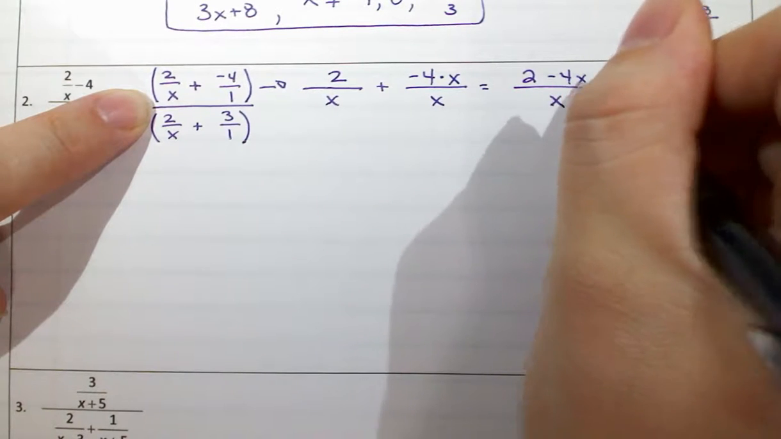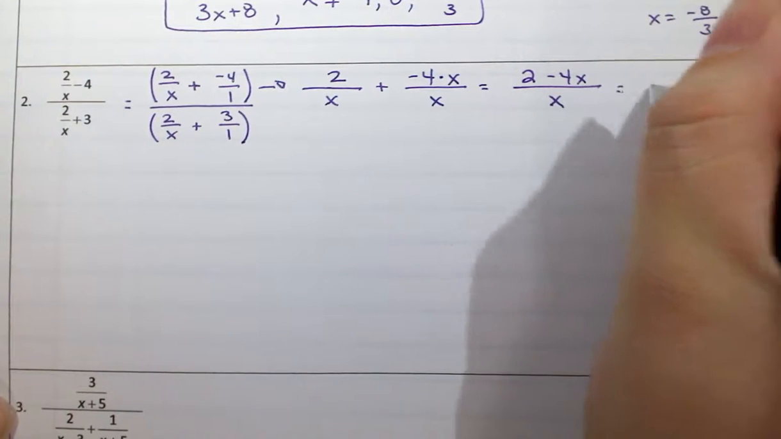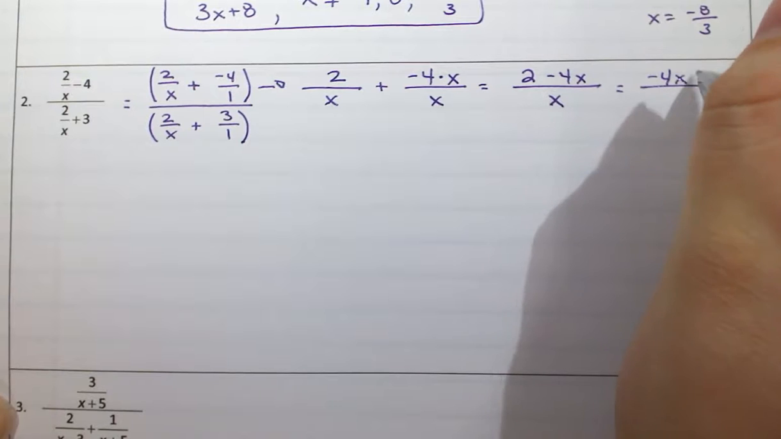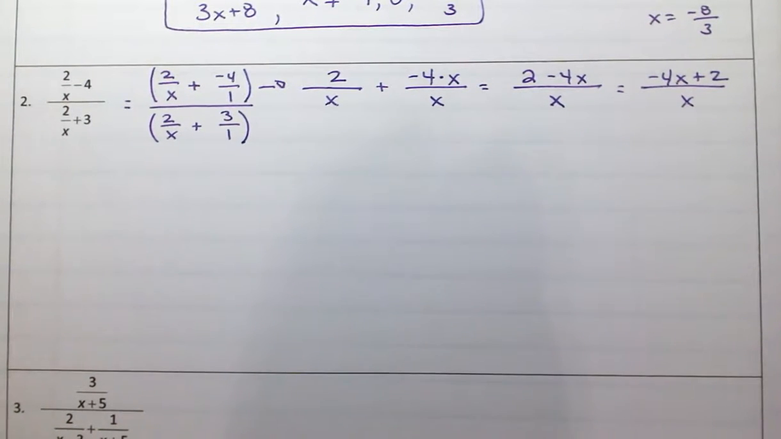minus 4x. Now I am going to rewrite this a little bit. I don't like the order of that. I'm going to write that as negative 4x plus 2. And yes, I do see that it factors. I ran out of room though, so we'll come back to that in just a minute, okay?